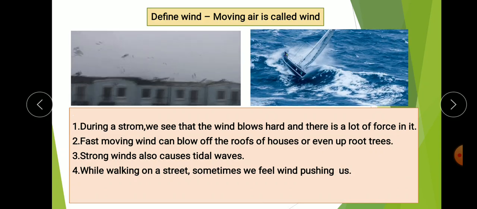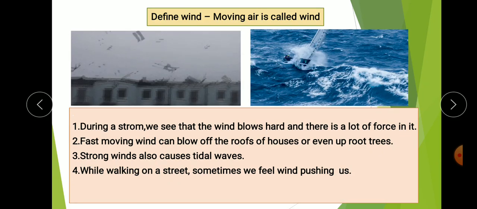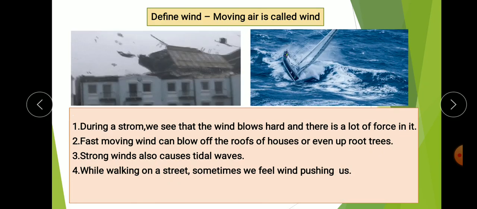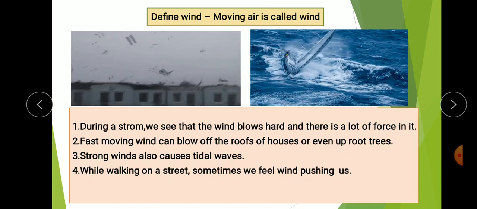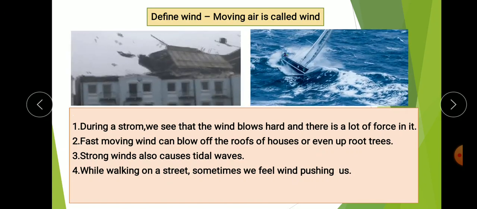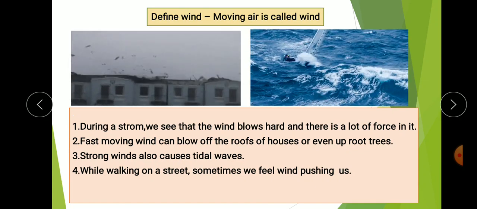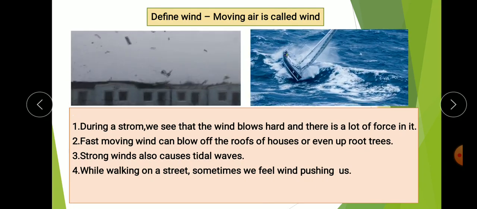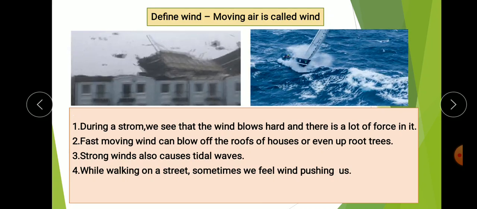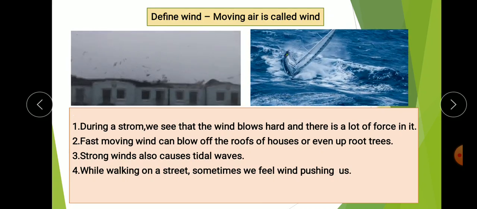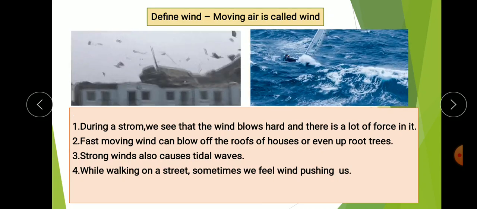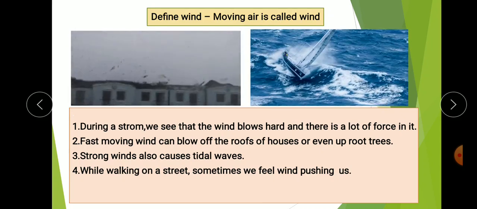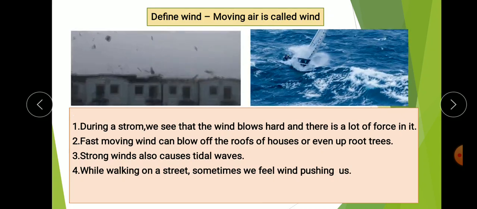Today we will study about wind. So students, what is wind? Wind means moving air is called a wind. Wind has enormous energy. You might have seen in a video or an image how winds are very strong. During a storm we see that the wind blows hard and there is a lot of force in it.